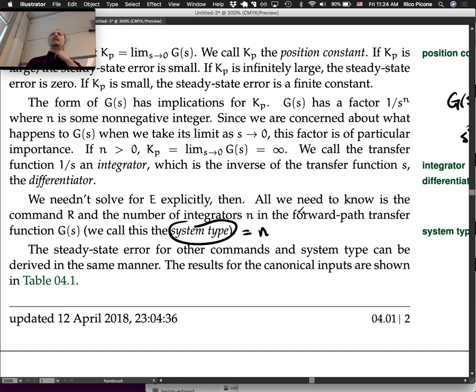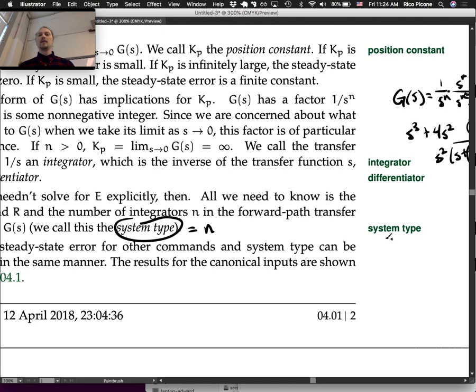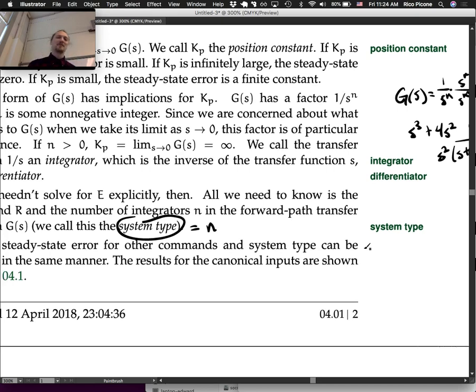What's the type of a system with a factor of 1 over s to the 49? 49. Yeah. Sure. Jeez, man. No. Yeah, I'm just messing with you.